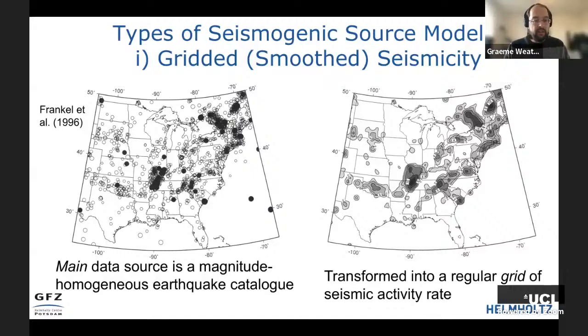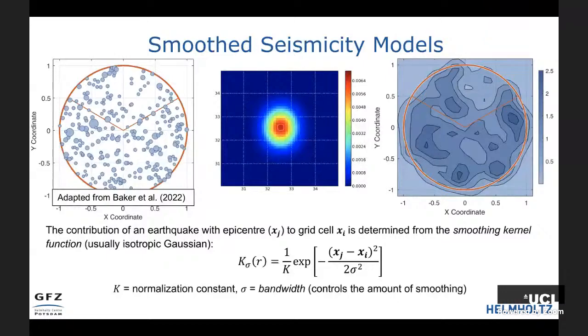The idea here is we're not just looking at the earthquake catalogue. We're trying to turn this information into estimates of longer term seismic activity rate in a region and account for its spatial variation. So in smooth seismicity models, our main data source is a magnitude homogeneous earthquake catalogue, the end product of what we've just come up with, and that would also include an estimate of the completeness. We're trying to transform this into a regularly spaced grid of seismic activity rate.